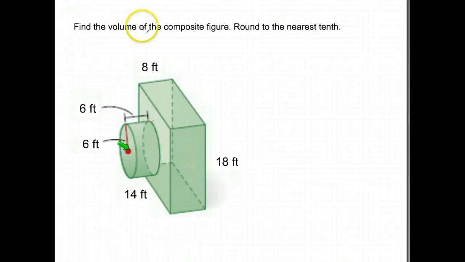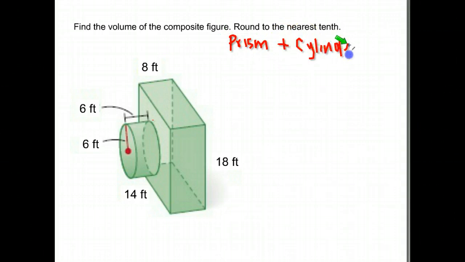So the way we're going to do this is similar to the way we did the last one, but with addition instead, because we're putting two things together, we're not cutting out a hole, so we're adding. So we're going to take the volume of the prism, we're going to find that, and then we'll add to it the volume of the cylinder, and we will have our total volume. Well, let's start with the prism.